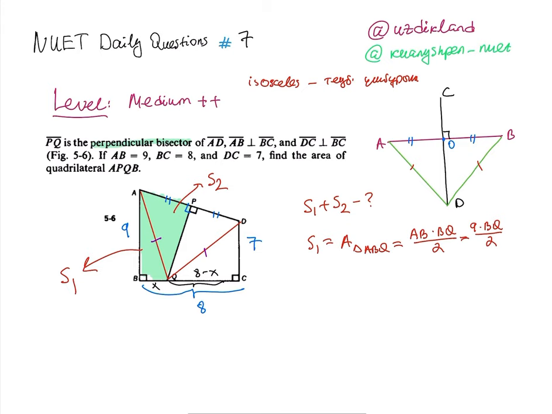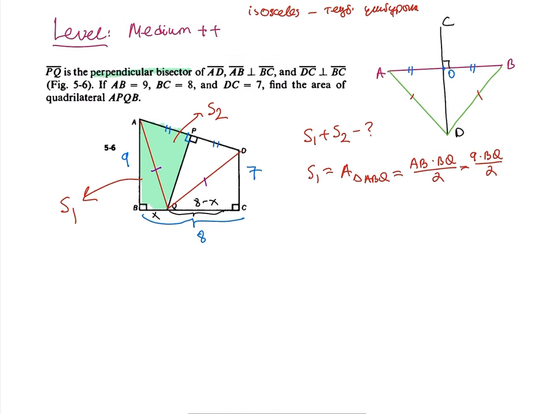So let's write two Pythagorean theorems, equate them, and solve for some value that we don't know. Let's consider triangle ABQ. For triangle ABQ, we see that AB squared plus BQ squared is equal to AQ squared. AB is 9, so 81, BQ is X squared, and AQ we don't know.